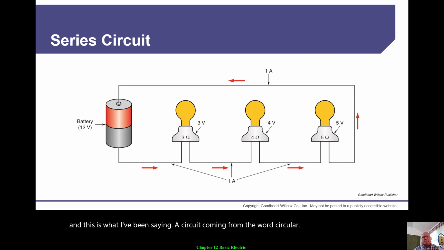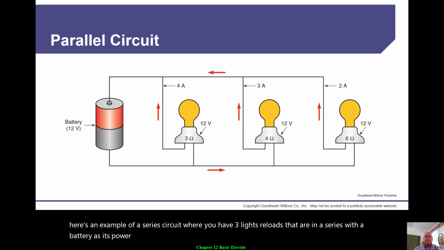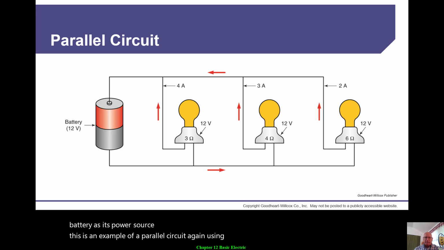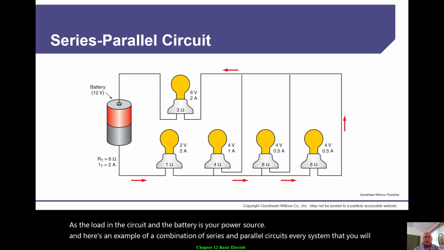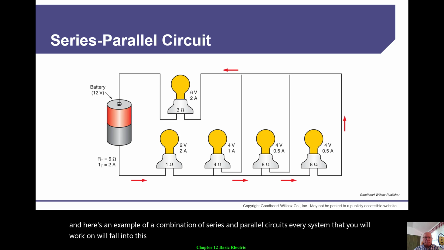Here's an example of a series circuit where you have three loads that are in a series with a battery as its power source. This is an example of a parallel circuit, again using lights as the load in the circuit, and the battery is your power source. And here's an example of a combination of series and parallel circuits. Every system that you will work on will fall into this category, where there will be a combination of series and parallel circuits.